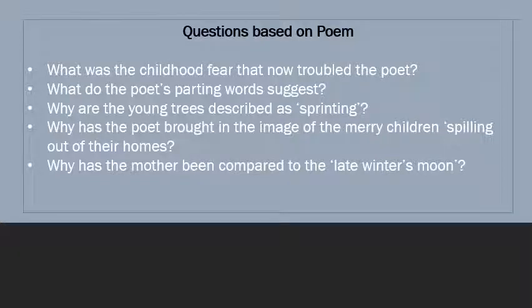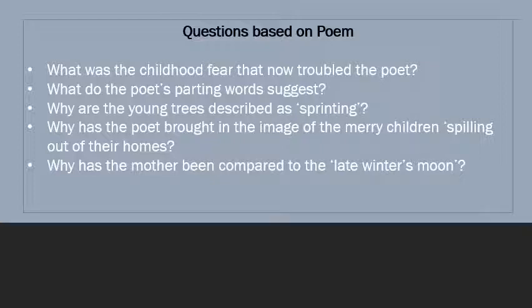What do the poet's parting words suggest? Before answering this question, it is important to know the meaning of parting. Parting means separation. The poet was saying goodbye to her mother. The poet was getting separated at the airport. So, what words did she use there? The poet used, "See you soon, Amma." These were her parting words.